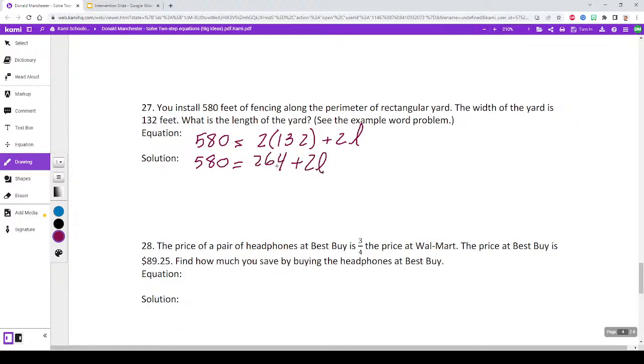plus twice the length. We're going to subtract 264 from both sides. And so that's twice the length. 580 minus 264 gives us 316. We divide both sides by 2, or sorry, 316. I wrote down 318. That's my fault. 316. So 316 divided by 2 gives me 158.